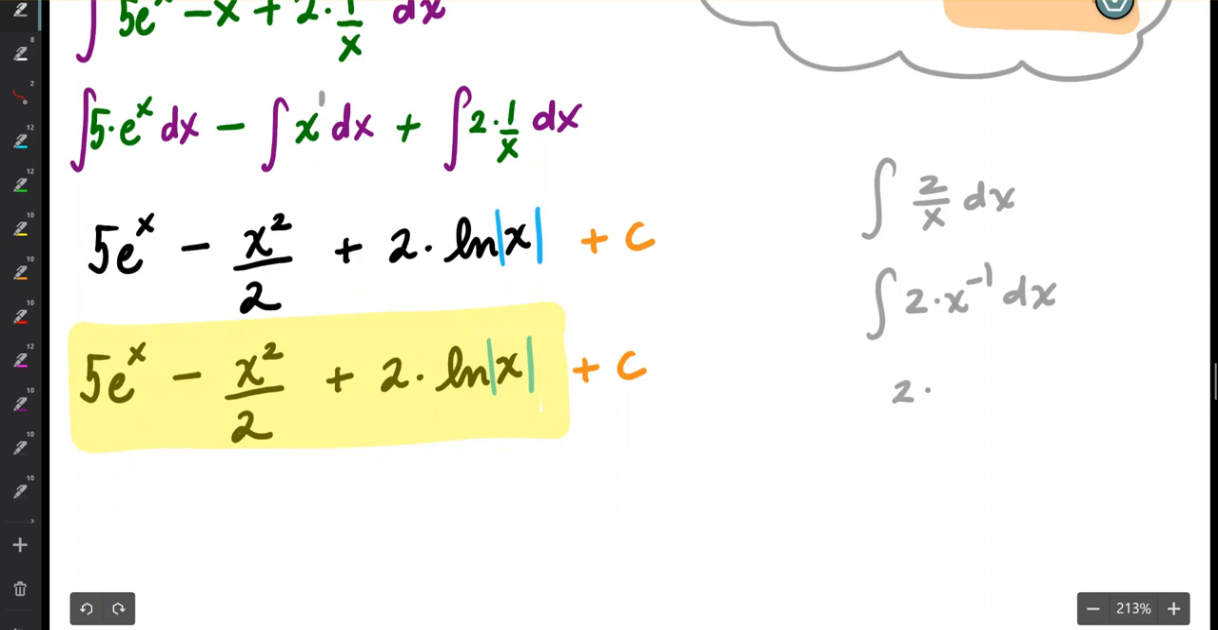Look what happens right here. Add 1 to the exponent. Oh, minus 1 plus 1 is 0. And divide by the new exponent. What is this? This is garbage, right? That's undefined. So if you ever accidentally write 1 over x as x to the minus 1, thinking that you're going to want to do power rule in reverse, don't fret, you're going to catch your mistake right here.